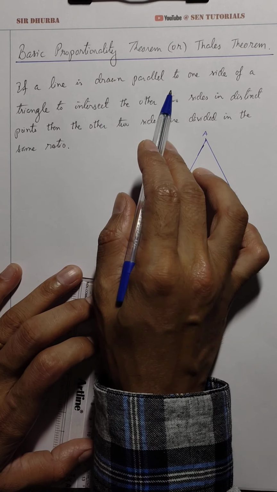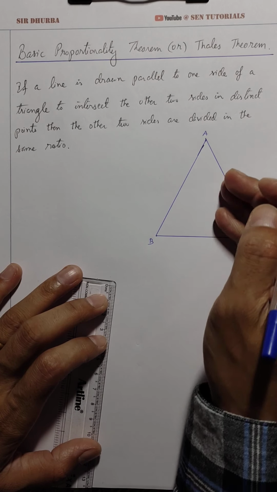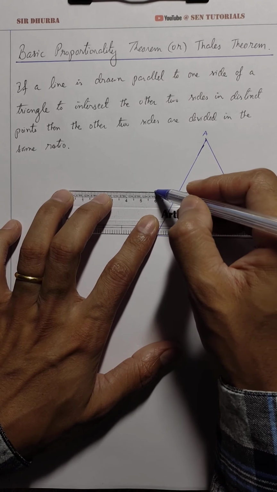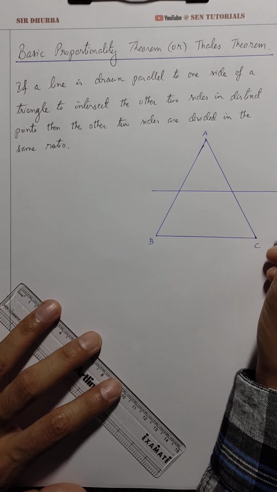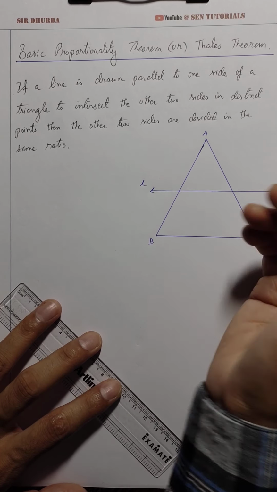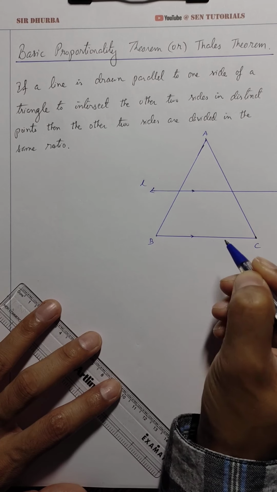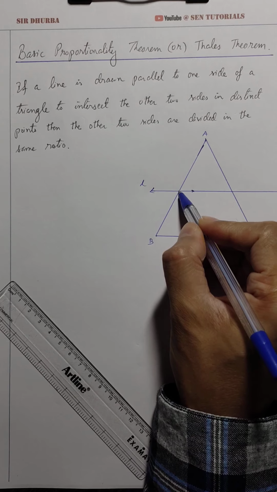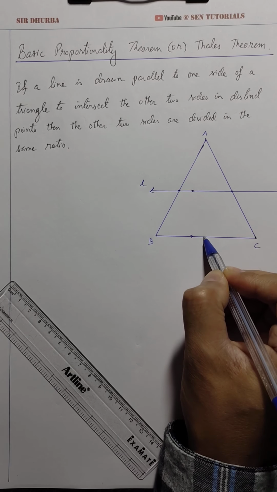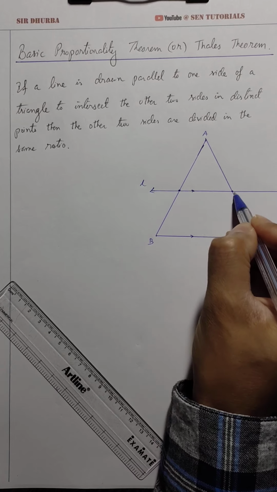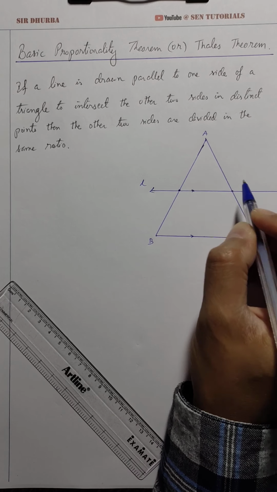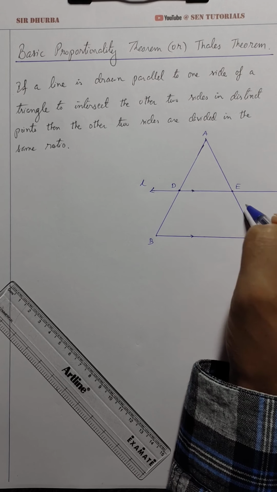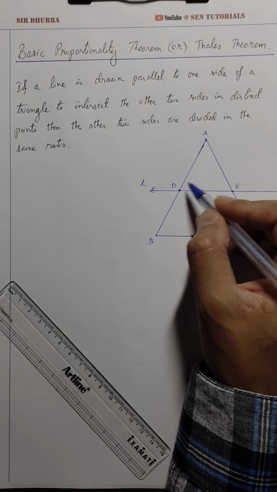If a line is drawn parallel to one side of a triangle, any one side, I'll just draw with respect to the textbook. Maybe this is one line that I have drawn parallel. Let this line be, let's say, L. So these two lines are actually parallel, and the line intersects the other two sides, isn't it? This line is parallel to the third side, and it intersects the other two sides at distinct points. Distinct points means different points. So let's say it intersects AB at D and AC at E.